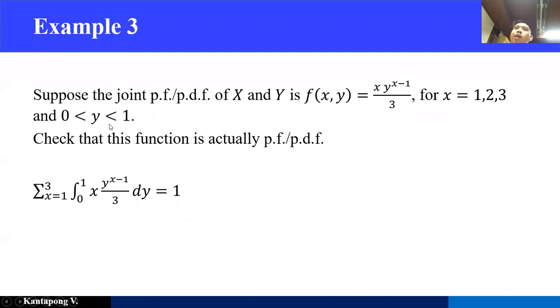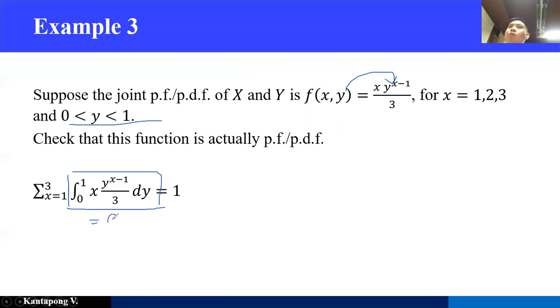Okay, so let's see the example. Suppose that the joint PDF or PF of x and y is this one, and we will check that this one is actually a PF or PDF. So in this solution, we take the integral first because y is continuous, y between 0 and 1. So this one.